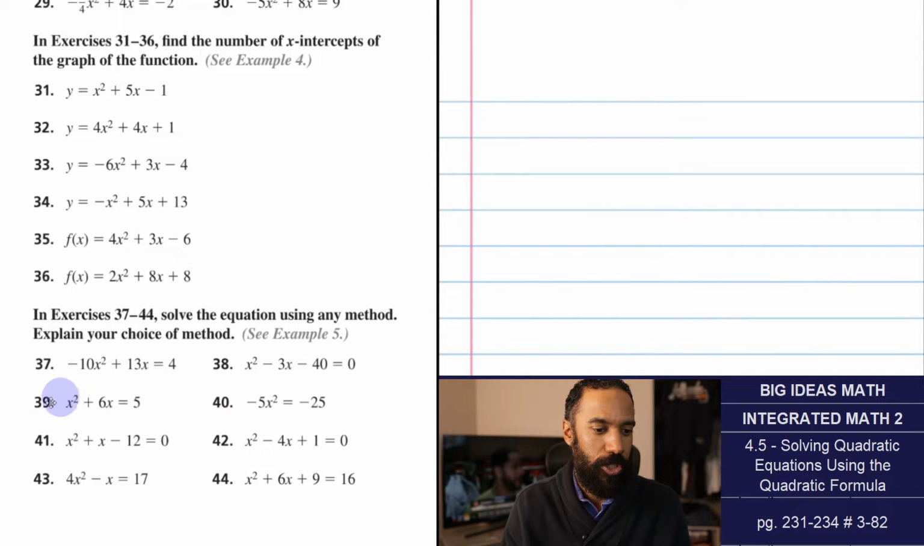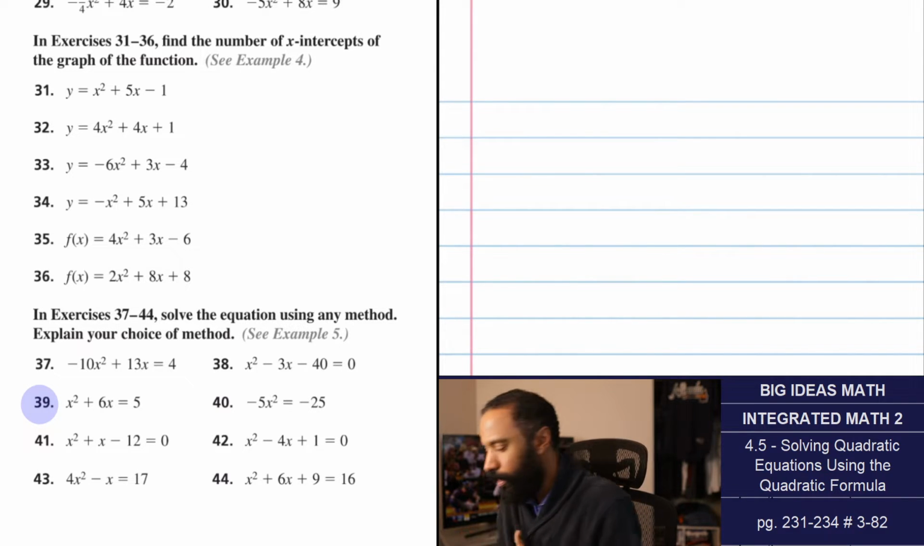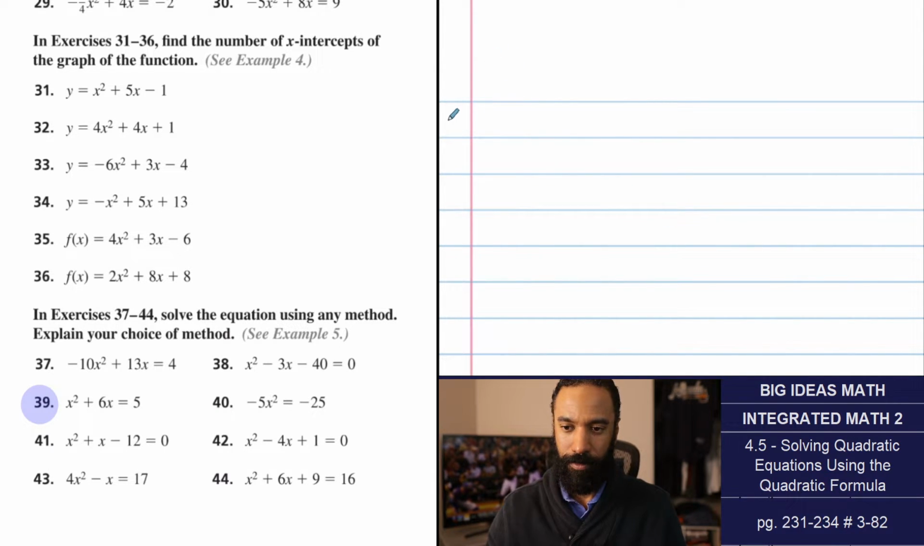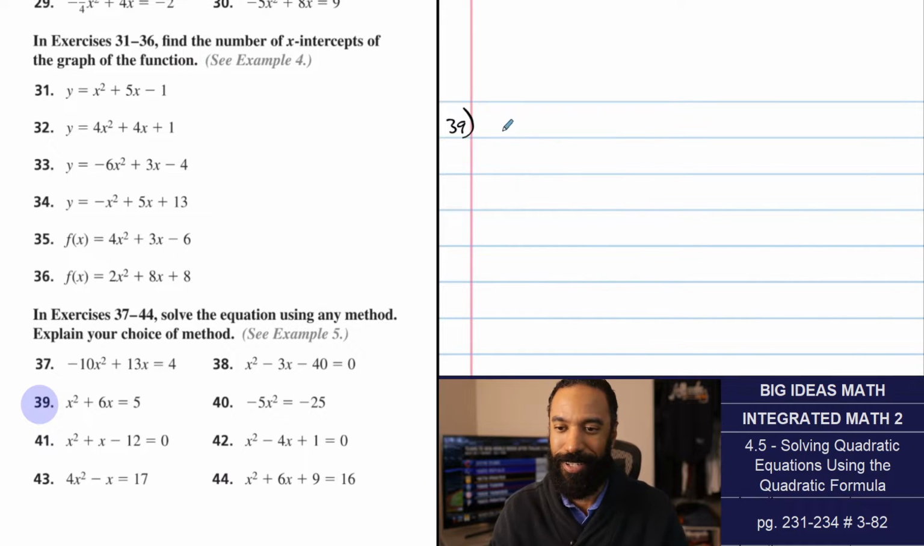Number 39, x squared plus 6x equals 5. This is not factorable. This is... Oh, and I have to pause because my throat, hold on. Okay, sniffles always seem to come after a sneeze, so be prepared.